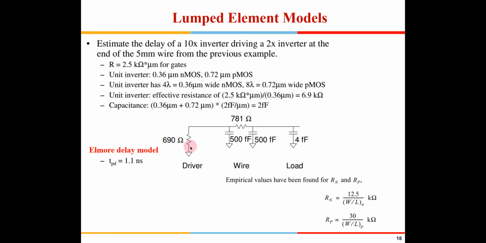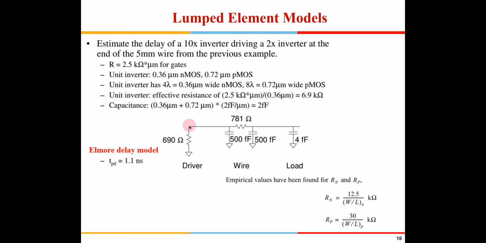Is this clear? Let me explain once more. When I say a unit inverter has a resistance of 6.9 kilo ohm, and I am now using an inverter of size 10x, 10x obviously doesn't mean that the length is increased 10x. The length of all the MOS devices in digital circuits is kept to the bare minimum possible defined by the technology. It's only the width which we keep increasing. So when I say 10x, the width is increased, so the resistance naturally comes down by a factor of 10. So 6.9K becomes 690 ohm.